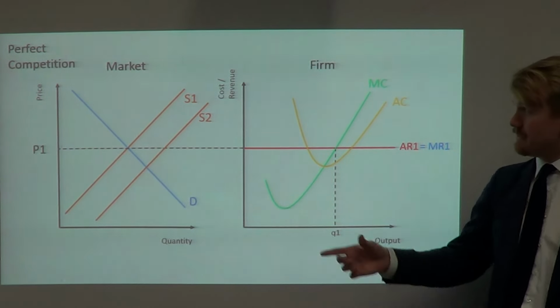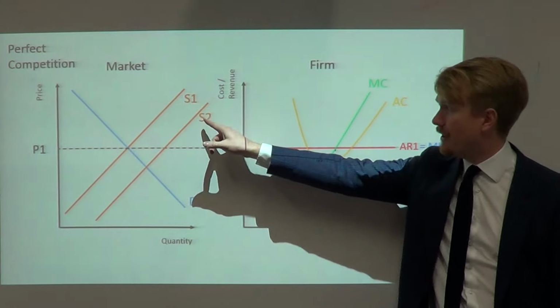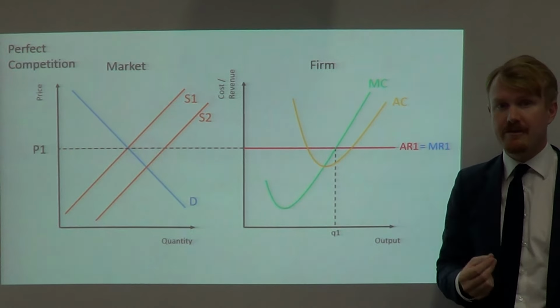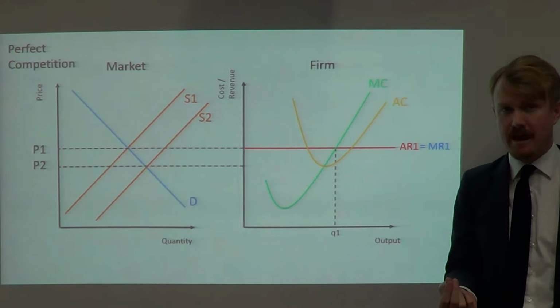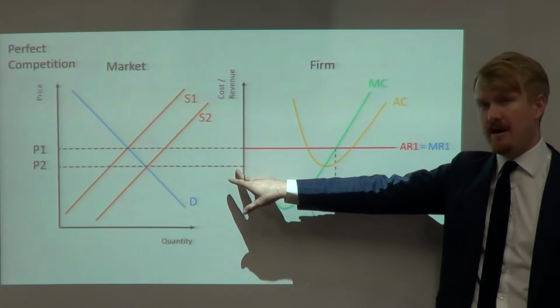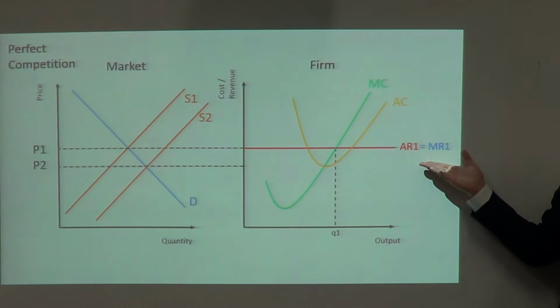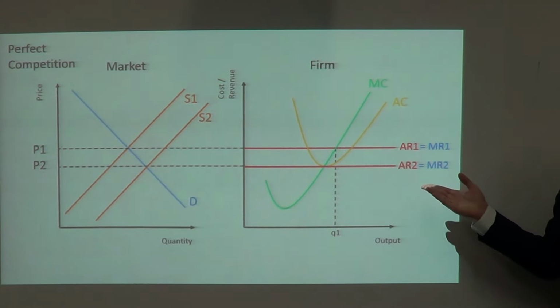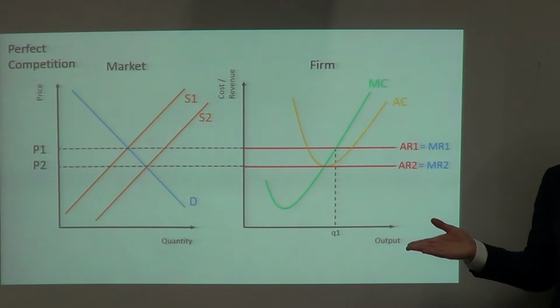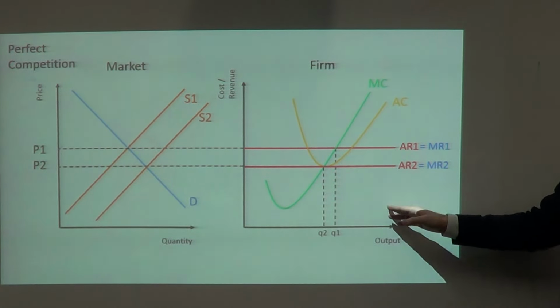So the supply curve shifts from S1 to S2. This would then drive down the market price. As the market price is driven down, the price that the firm receives for its products is driven down. So the AR equals MR curve shifts down like this, and we've got a new situation, a new equilibrium that we'll want to look at.